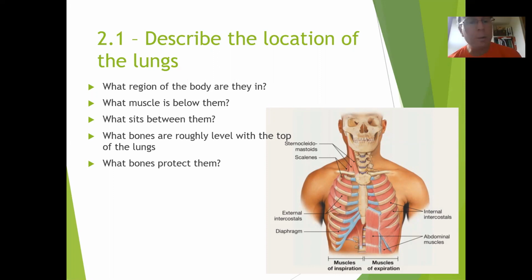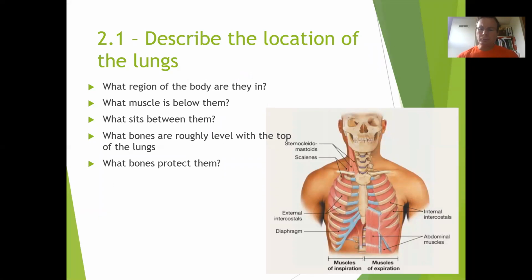So far we know that the lungs are located in the chest or thorax. We know that the diaphragm sits directly below them. We know that the heart sits between them. We know that the clavicles or collarbones are level with the top of the lungs, or the apex of the lungs. And we know that at the front, the sternum protects the lungs, but also the ribs at the front, the side, and to a little extent the back as well. So the rib cage surrounds the lungs to provide that protection.